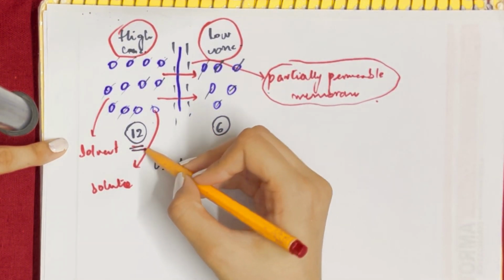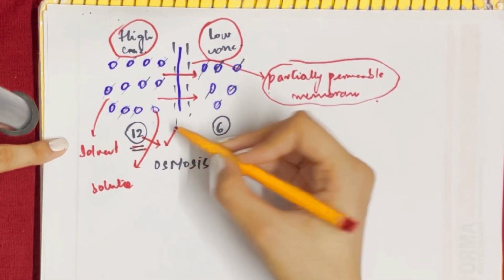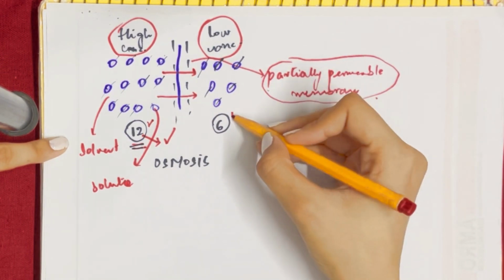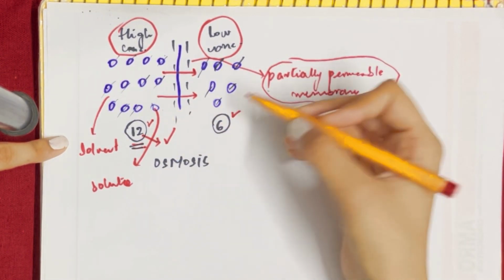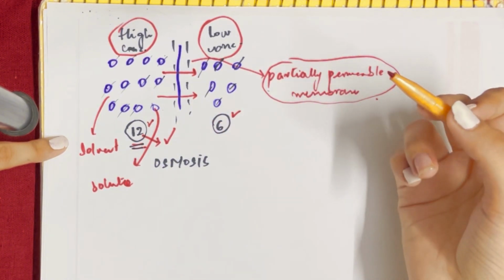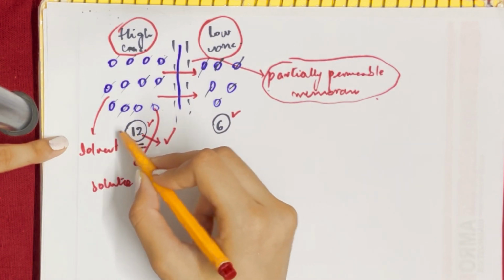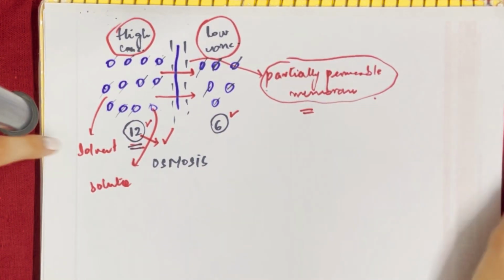How do we know which is the higher concentration? The one with more solutes is the higher concentration. This side contains 12 molecules and this side contains 6 molecules. Thus, this is a higher concentrated area than this. So this is the example of osmosis, which tells us the movement of water molecules from the region of high concentration to lower concentration across the partially permeable membrane.